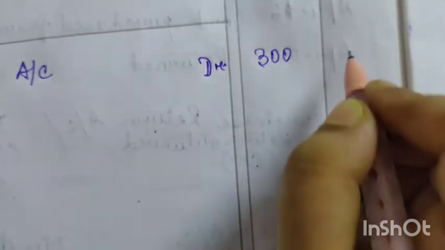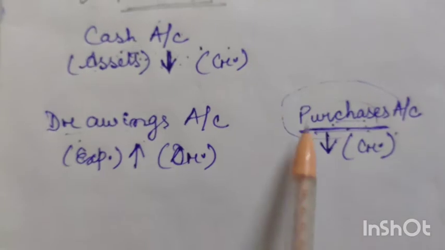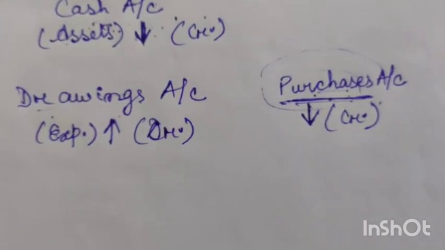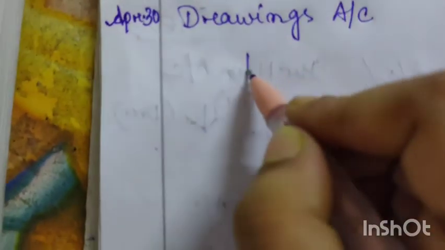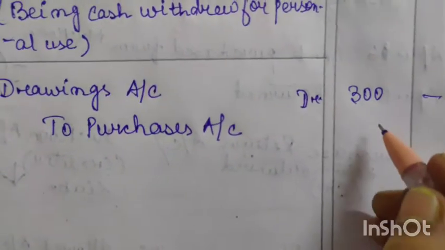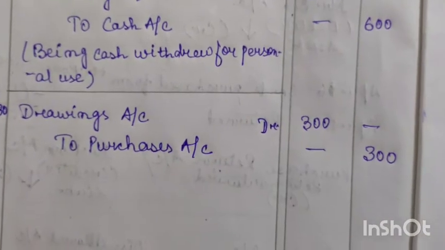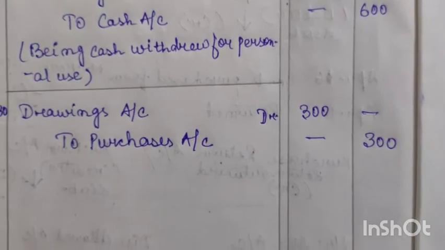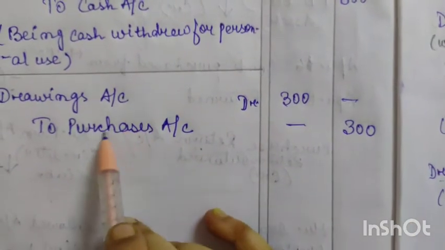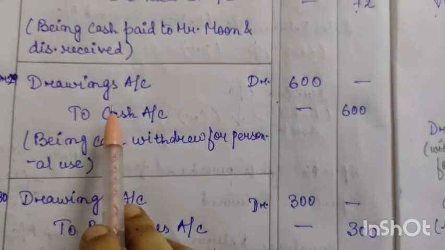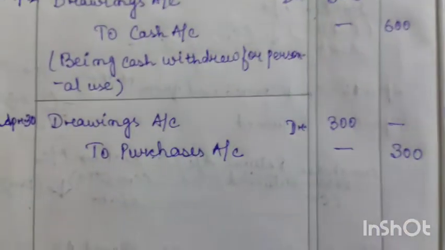in the debit side, and here which account is credited? As we can see here, purchases account is credited. So we will write here to purchases account. Okay, to purchases account we will write on the credit side 300. So don't forget that whenever we withdraw goods, we need to open purchases account, and whenever we withdraw cash, we open cash account.